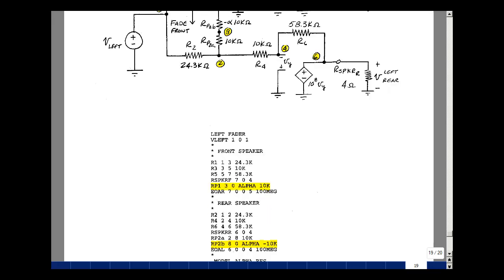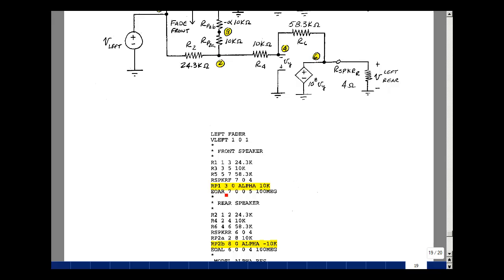So below is my Spice file describing my circuit of my left fader. My input is between nodes 1 and 0 and a value of 1. Put some comment lines in here which begin with an asterisk to say that this is the front speaker, and then likewise the rear speaker. So I got my resistor R1 between nodes 1 and 3, a value of 24.3K, the resistor R3 between 3 and 5 and a value of 10K, and R5 between 5 and 7 with a value of 58.3K. My speaker is between nodes 7 and ground and a value of 4 ohms.